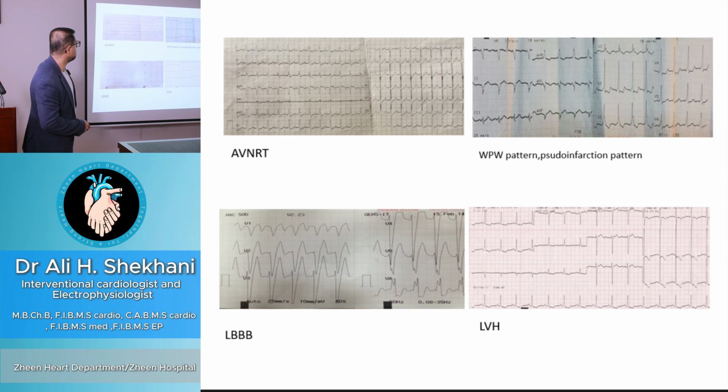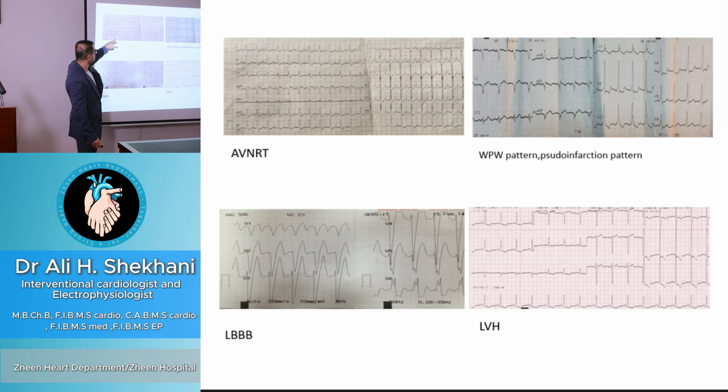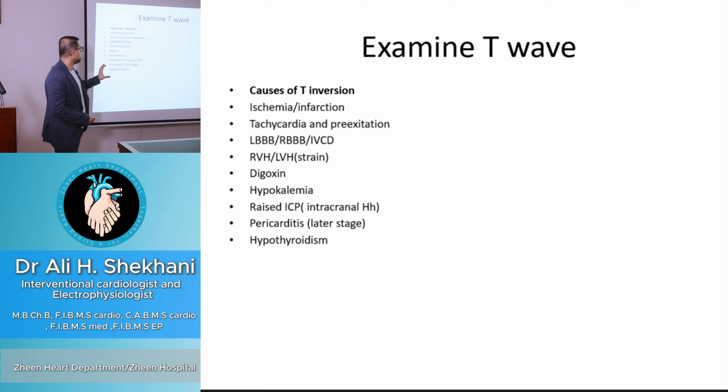This is again some ST depression, but not due to myocardial infarction. This is in a patient with tachycardia, AVNRT. This is a left bundle branch block. This is left ventricular hypertrophy, and this is pre-excitation, WPW syndrome. All of them are associated with ST depression. T wave: regarding the causes, they are exactly similar to the causes of ST depression.